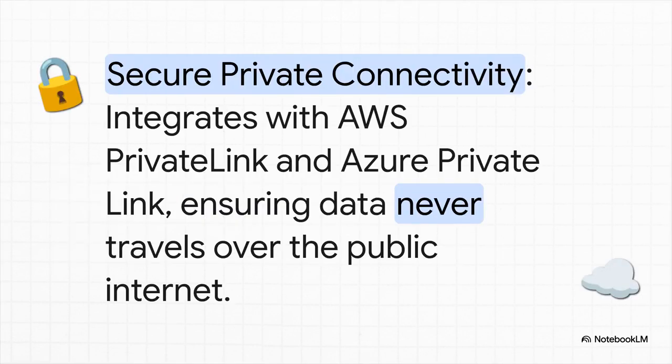Now this is a huge one for any organization with really strict security requirements. Snowflake Intelligence can integrate directly with both AWS and Azure Private Link. What that means, in simple terms, is you can create a secure private tunnel for all your data, guaranteeing that none of your sensitive information ever has to travel across the public internet. It's a total game changer for security.